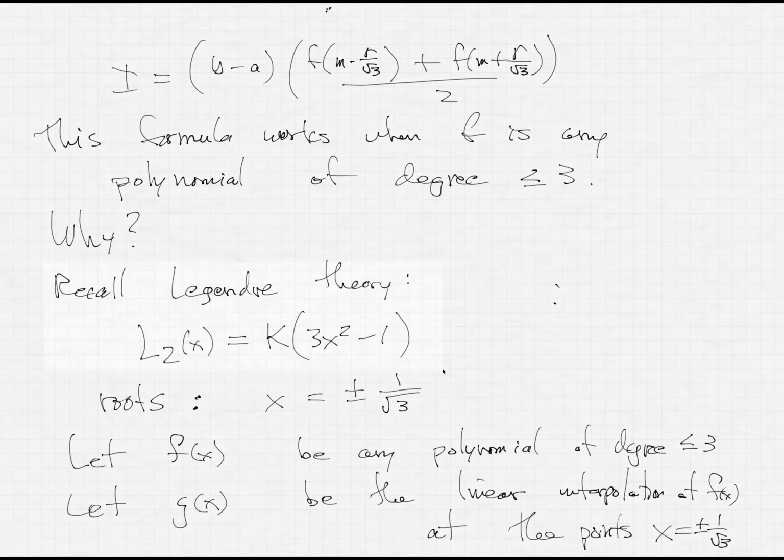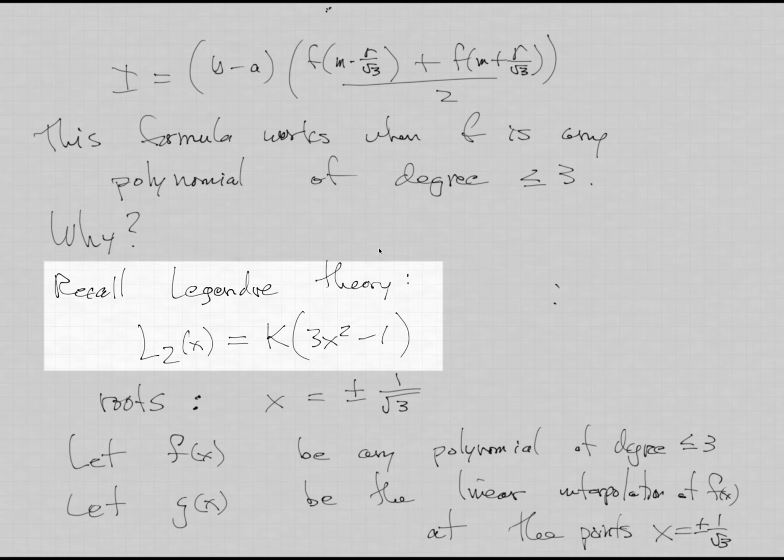Well, the theory is based on the Legendre polynomials that we talked about in the last chapter. So recall that the degree 2 Legendre polynomial was a constant multiple k of 3x squared minus 1. I don't really care about the k. You have to adjust k to be sure that the Legendre polynomial has magnitude 1. Remember, in Legendre theory, we were thinking of the polynomials as being vectors, and we wanted to normalize them so that they had magnitude 1.